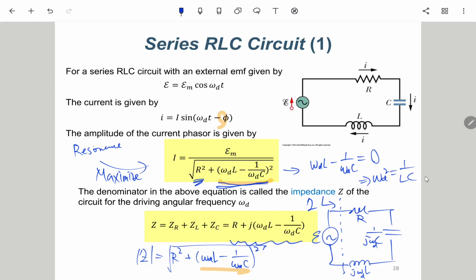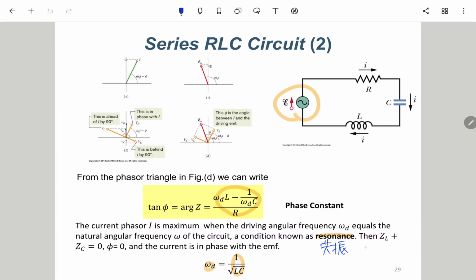Okay, so just move this thing to the right side, move omega d to the left side, move L to the right side. So omega d squared will be like this, and then finally omega d will be 1 over square root of LC. So this is the so-called oscillating frequency. So for the resonance, we make ZL plus ZC to be 0, make the imaginary part to be 0.